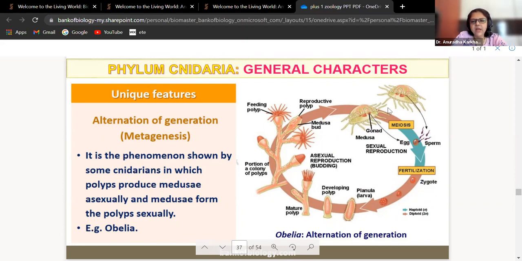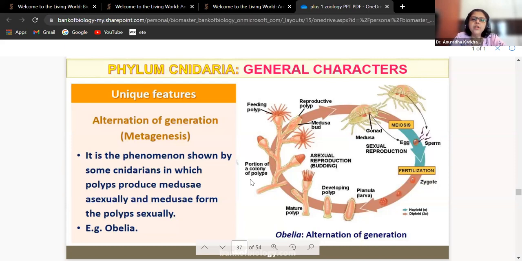So see, these are the gonads, sperm and the egg. External fertilization takes place to give rise to zygote. Zygote will develop to form the planula larvae. Planula larvae will then get attached to the substratum and develop into a polyp. This is a mature polyp. Why do we call it a mature polyp? Because now a bud formation is seen over here. So asexual reproduction takes place by budding.